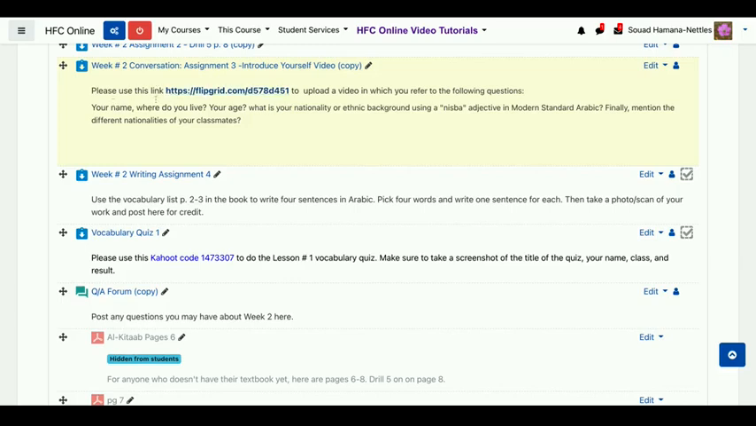So here you have the assignment. Because we are working with the nisba and gender, I would like you to use this when you are introducing yourself again. So this time you will introduce yourself and add some of the information. I gave you here some questions to help you. Talk about nationality, because we are talking about the nisba. Talk about your ethnic background, if you would like.